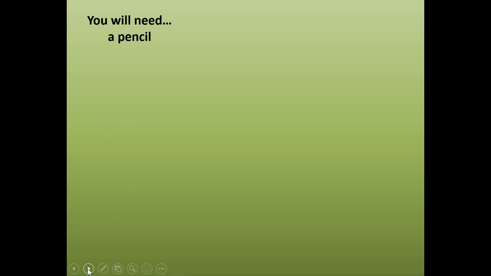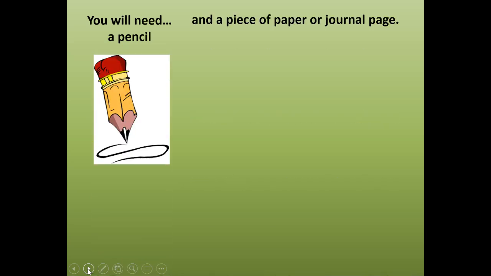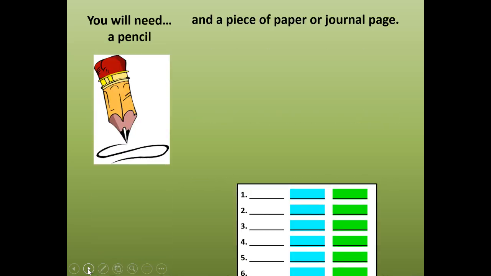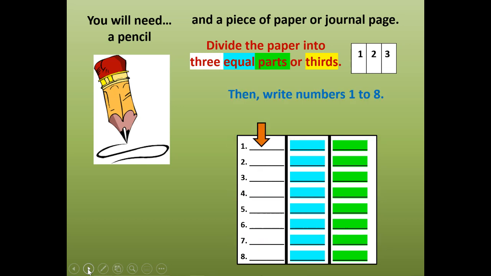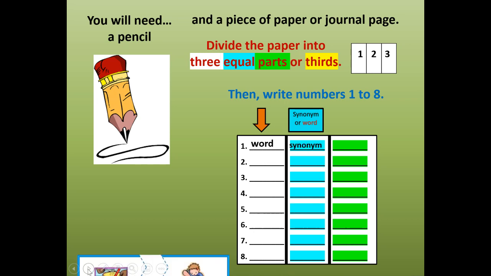So for this lesson, you will need a pencil and a piece of paper or journal page, and you're going to divide the paper into 3 equal parts or thirds, 1, 2, 3, and you are going to write numbers 1 to 8. So for each number, you're going to write the vocabulary word. And then in the second column, you're going to write the synonym.